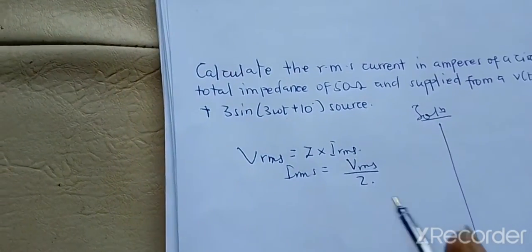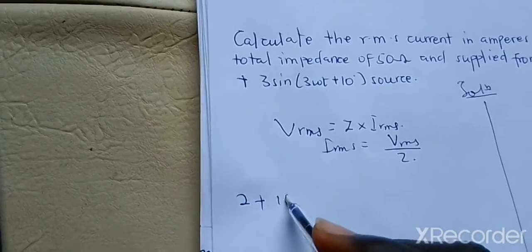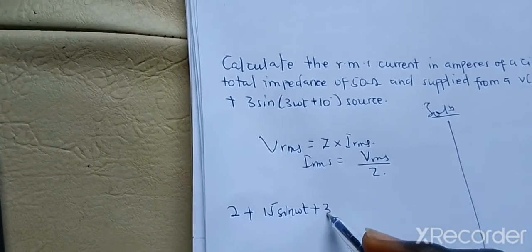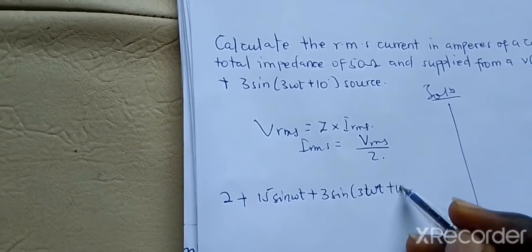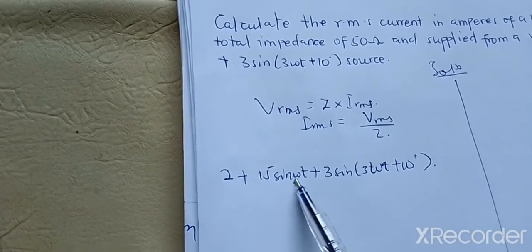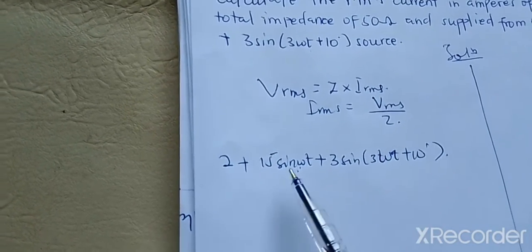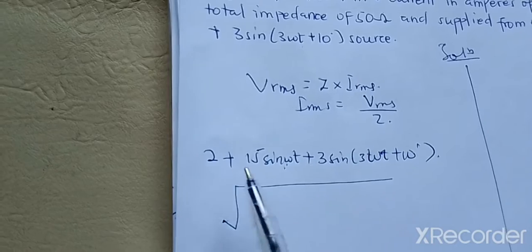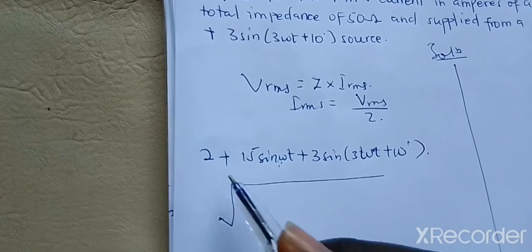The waveform was given by 2 plus 15 sine omega t plus 3 sine 3 omega t plus 10 degrees. Having this waveform, we can see that here the frequency was 1, here it is 3, so it is a harmonic. To find the RMS is simply taking the square root of the sum of the squares of the RMS of each component of this harmonic.